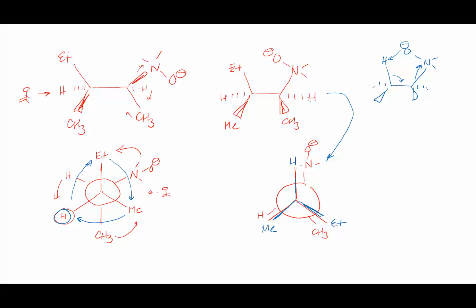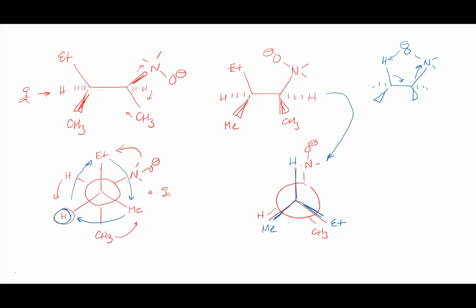Over time, maybe, just because of the thermal energy in the system, but heating it will make it go a lot faster. But I've got to put it in this conformation. So now this grabs that, and the pair of electrons goes to the nitrogen, and the hydrogen and the methyl, and the methyl and the ethyl.